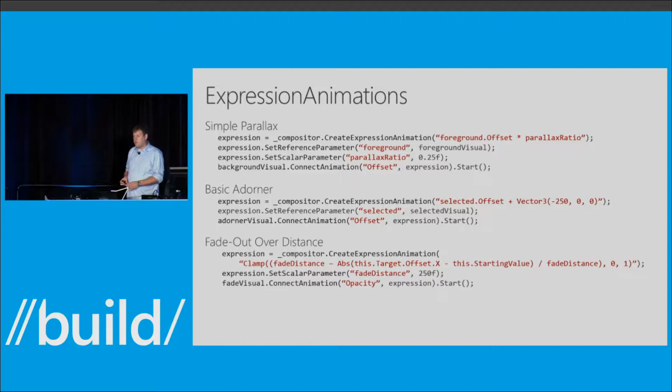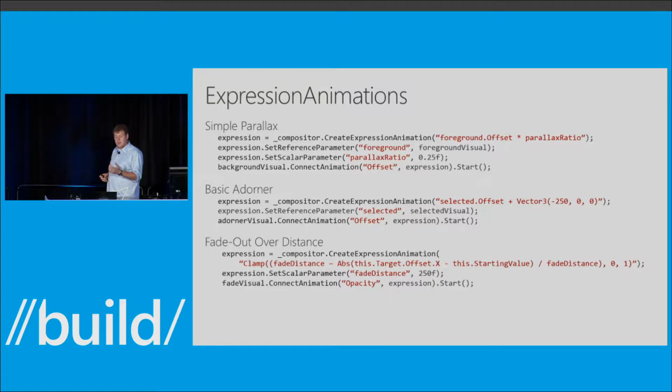And the last example I want to talk about is fade out over distance. And this actually shows 3 different concepts. The first is that there's a set of helper functions that more easily let you define the motion that you want. For example, there's things like clamp and absolute value. Another thing that it illustrates is a set of keywords that actually get evaluated either when the animation is connected or continuously throughout the execution of the animation.